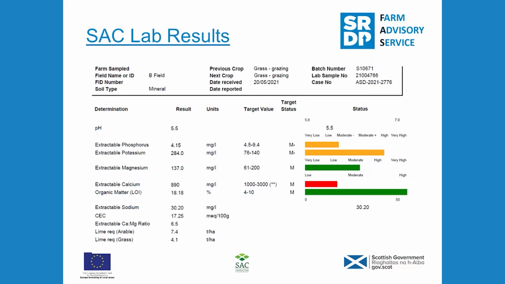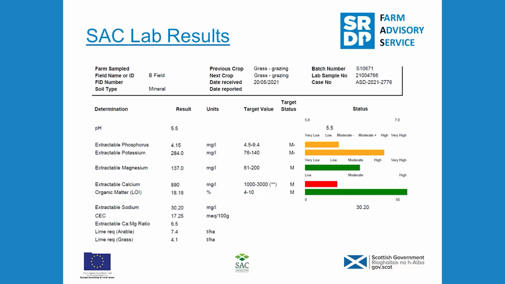So they're reported in very low, low, moderate minus, moderate plus, high and very high. And there's a traffic light coloured system there. So green, amber and red. And obviously you're looking for everything to be within the green scale for it to be on target status. So now going down the nutrients.